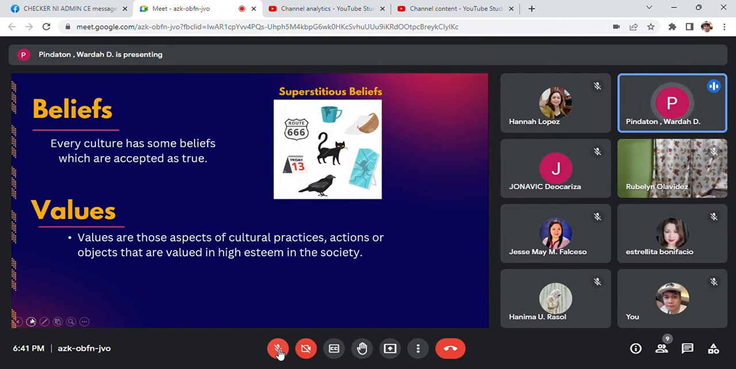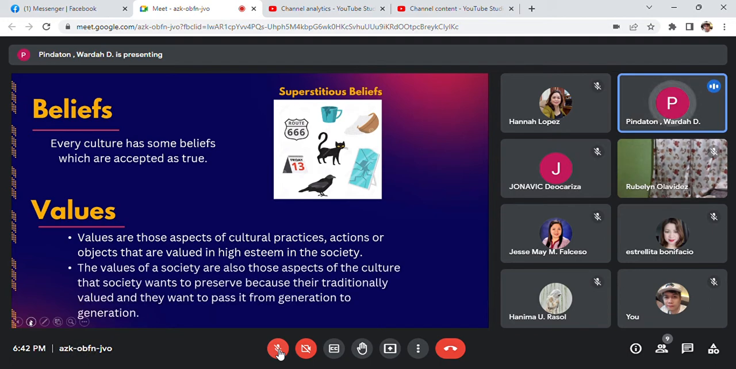Values are those aspects of cultural practices, actions, or objects that are held in high esteem in society. The values of a society are also those aspects of the culture that society wants to preserve because they are traditionally valued, and they want to pass them from generation to generation. These aspects of the culture that are valued should be passed on so as to maintain a particular valid aspect of the culture.